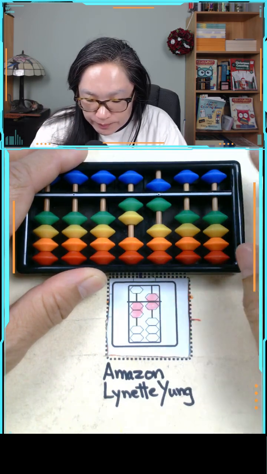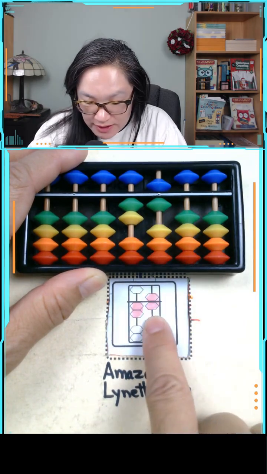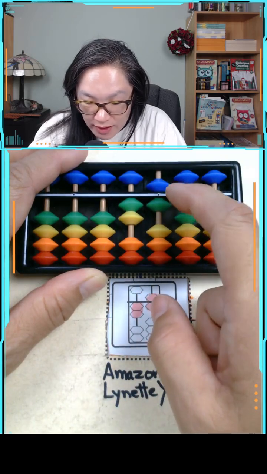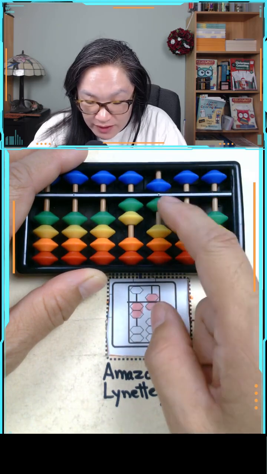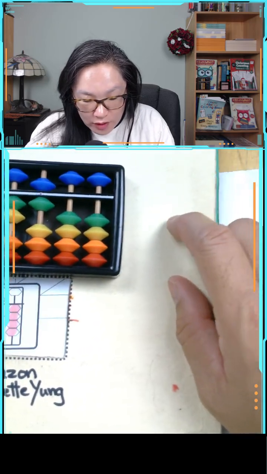Okay, so what do we have? We have 20, we have 6, right? We have 26. So the 2 beads on the bottom and 1 bead on top with the 1 over here. This is 1 and this is 5 and this is 1. This is actually 6.